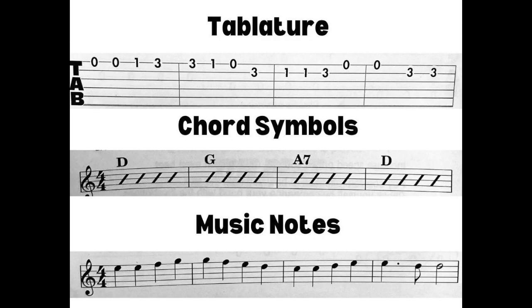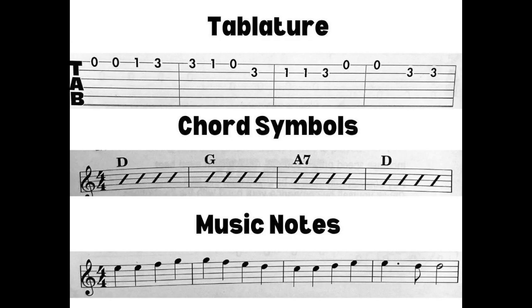Chord symbols are just the chord name. You see a D, for example, and then you strum the D. You see a G, you strum the G. And a lot of times in this example, it's showing 4 little lines, which means 4 strums for each chord.